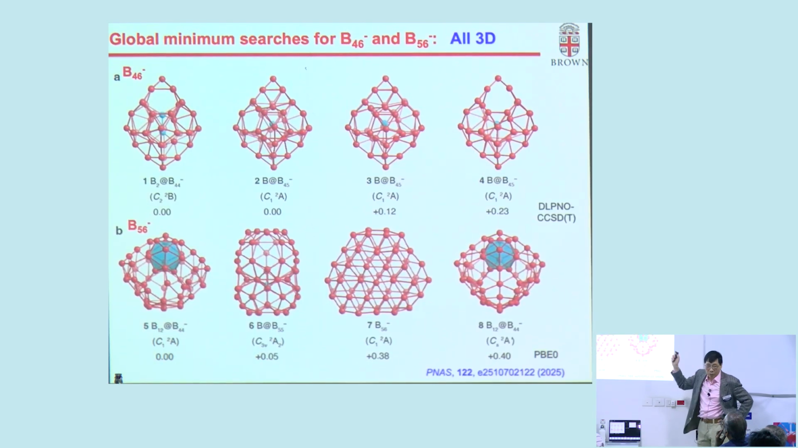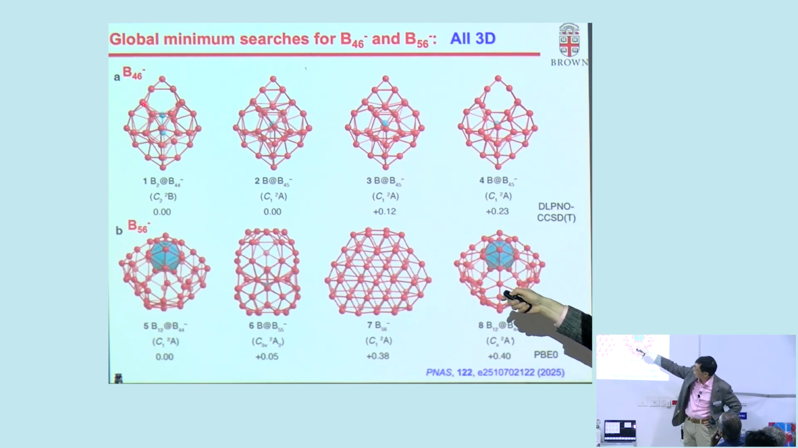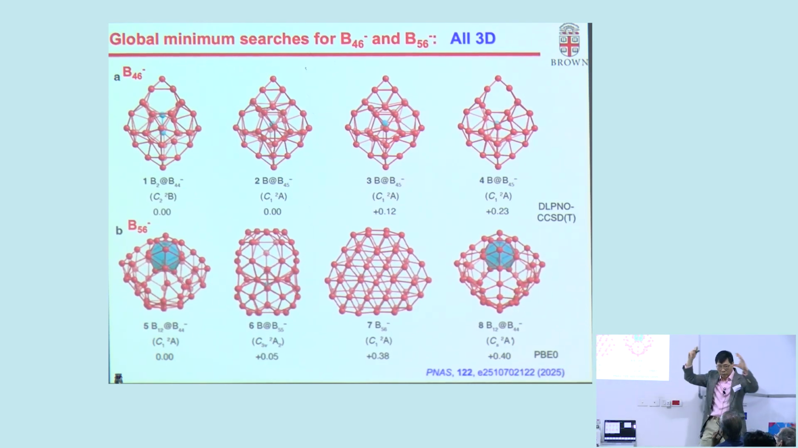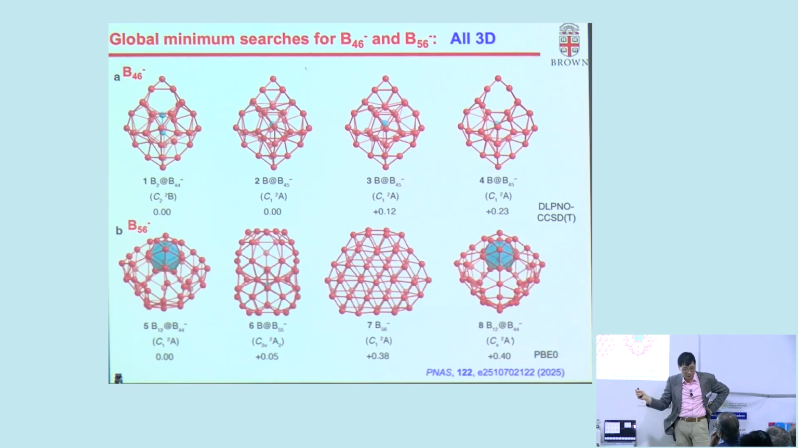So we did a global search and found, indeed, that all the low-lying isomers are 3D. So this is B46. It's a very low symmetry, C2 symmetry. There are 2 boron atoms in the middle with the 44 shell. There are really very low symmetry and protruding boron atoms on the surface. They should be the reactive sites. And the B56, the most stable structure, is the one which actually has a B12 unit. It's like a bird's nest. You have B12, then with a half shell.